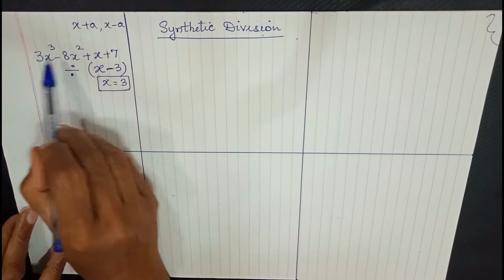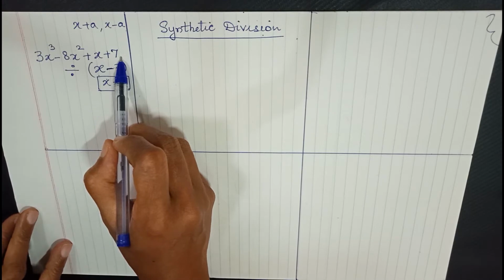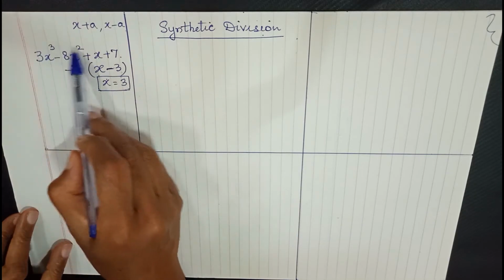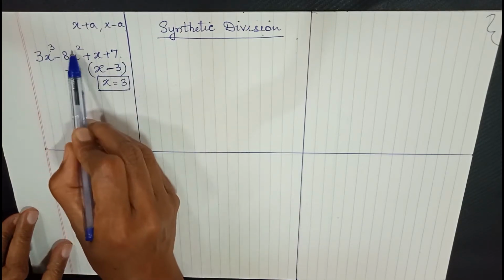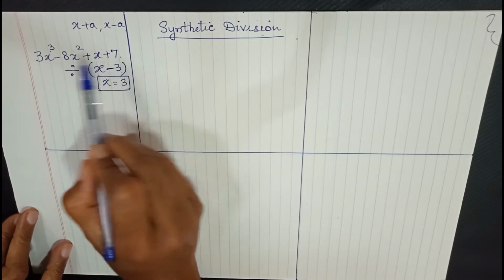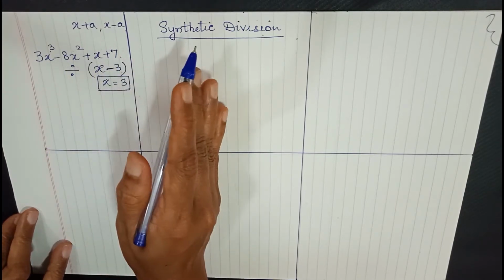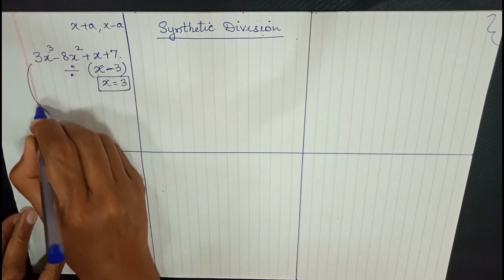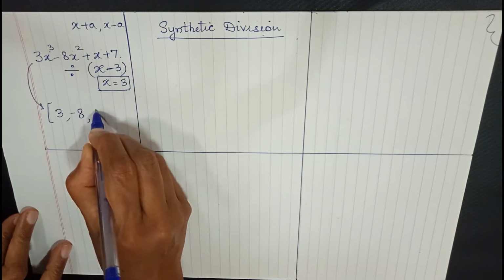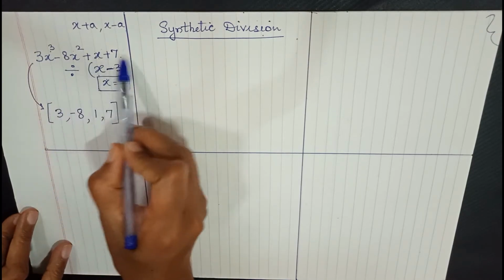Next step is that the given expression should first be written in coefficient form. To write in coefficient form, we first check whether it is in standard form or not, that is, decreasing power. You can see 3, 2, 1 and 0, so it is in standard form. Next we check whether there is any missing degree. 3, 2, 1 and 0, so we don't have any missing degree. Then we convert this into coefficient form. The coefficient form will be 3, comma, minus 8, comma, 1, and comma 7. So you can see the 4 coefficients I have taken down.